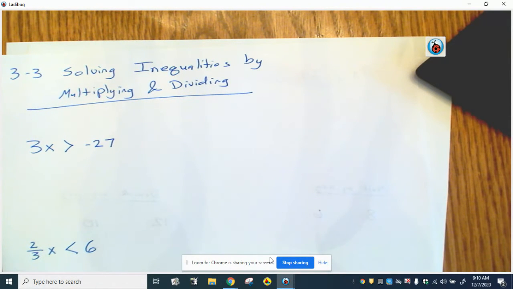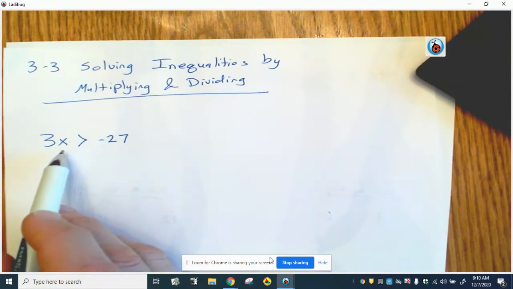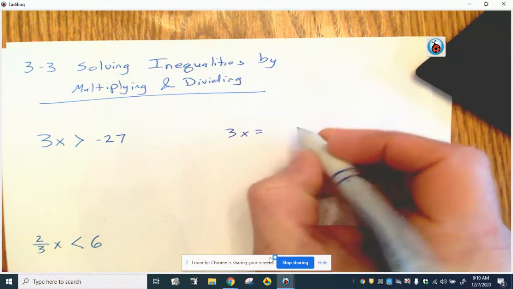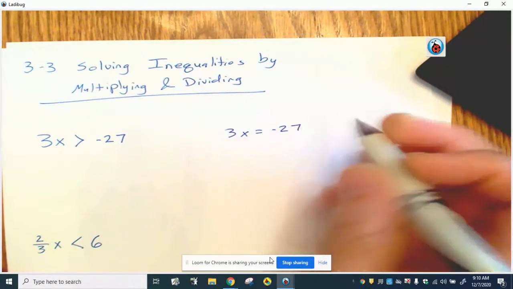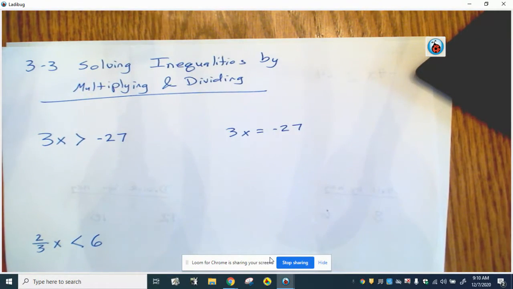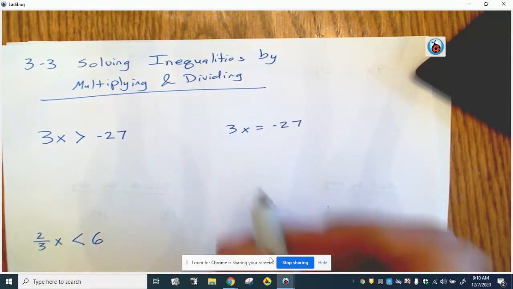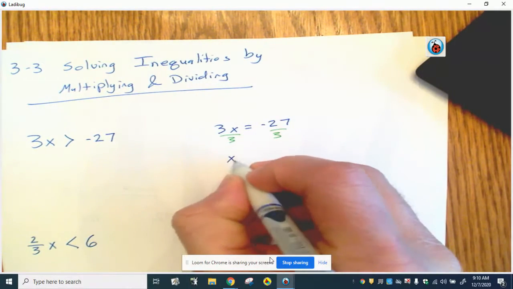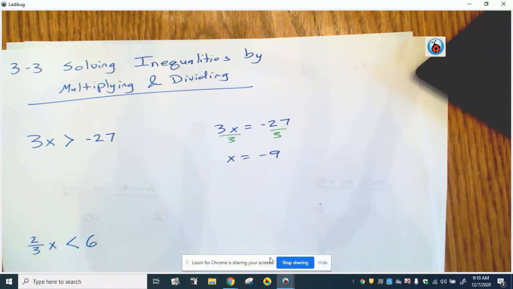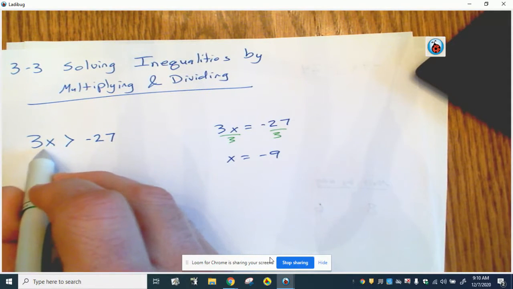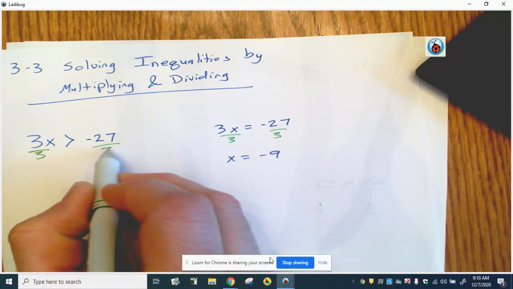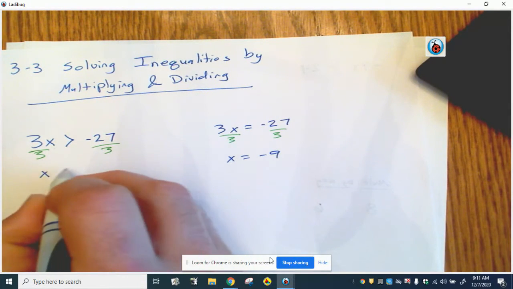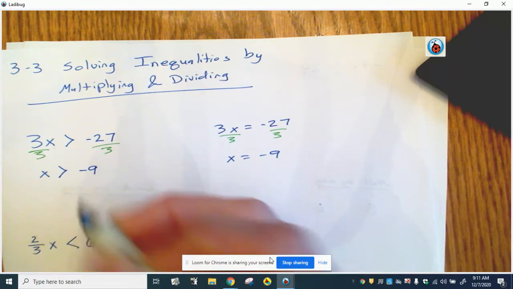Okay, so basically, just like this was an equal sign, if I had 3x equals negative 27, the way I would solve that is I would just simply divide, right? So I would divide both sides by 3, getting x is equal to negative 9. Well, over here, I'm going to do the same thing. I want to get the x by itself, so I want to divide by 3. So that's actually not changing, right? So basically, I'm going to get x is greater than negative 9.